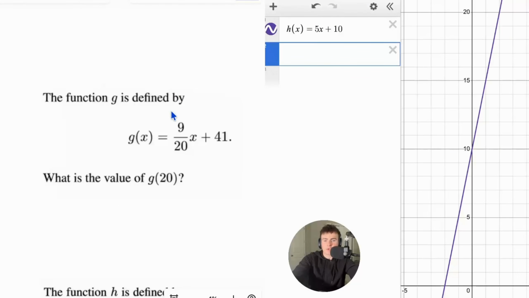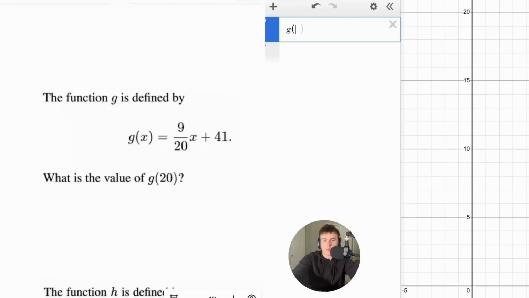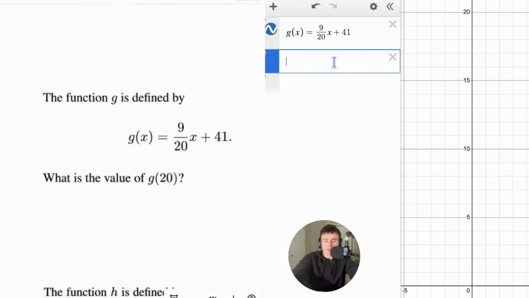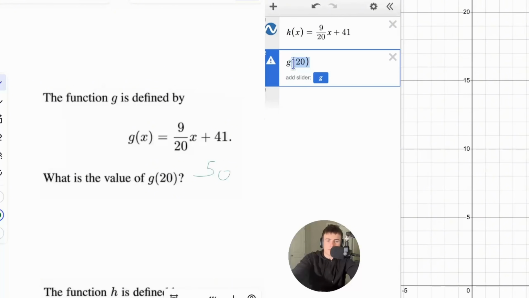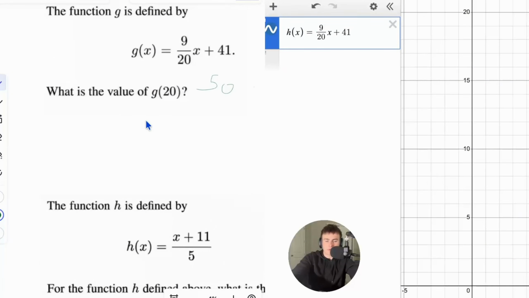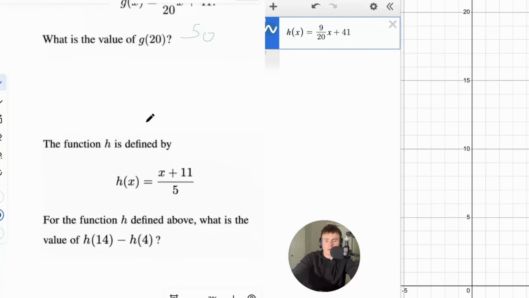First one says, the function g is defined by this equation. What's the value of g of 20? Well, like I said, you just want to type in the equation, 9 over 20 x plus 41, and then just type in g of 20. So the answer is going to be 50. That's it. Literally a 3-second problem. Just make sure you define the problem correctly, because if you use g of x and then h of x, now it has no idea what g of 20 is, right? So make sure you name it properly. It's just a name. h of x, g of x doesn't matter. It just changes what the actual point is going inside of.